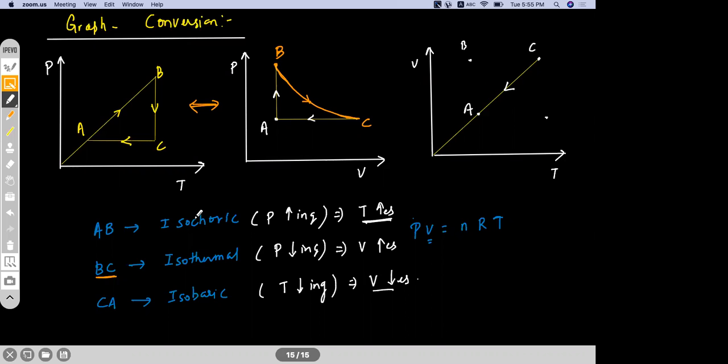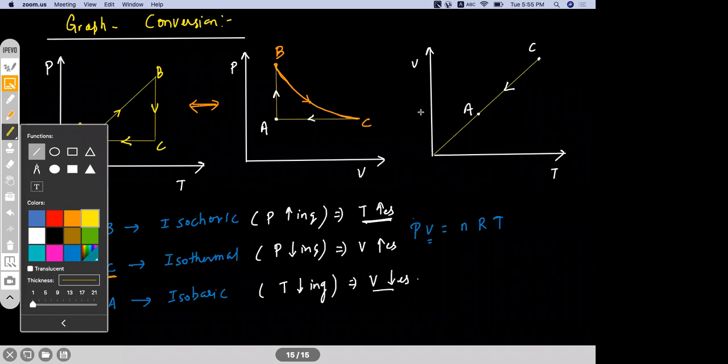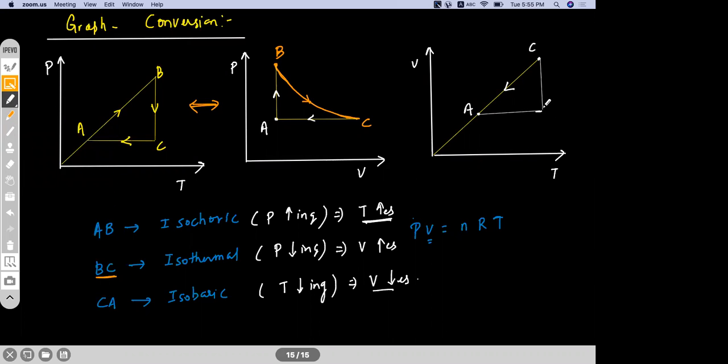But A to B is a constant volume process, no? A to B is isochoric. So if you consider B over here, volume won't be constant, right? That's why this B we need to take over here. B will be somewhere here, and C and B will continue. So this is the graph we have over here. This is B. A to B is this, B to C is this, and C to A is this.